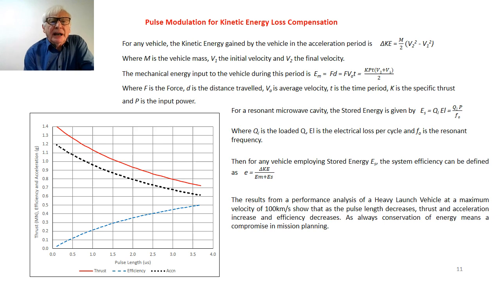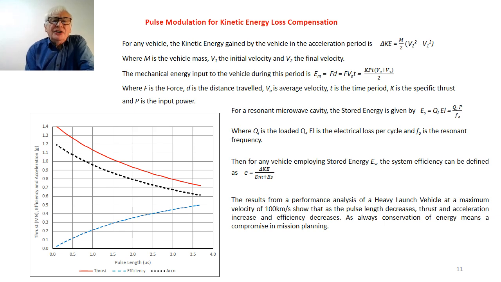So if we look at the kinetic energy gained by any vehicle in an acceleration period, termed delta KE, you can see that it is equal to the mass of the vehicle divided by 2, times the increase in the square of the velocity. That's v2 squared, which is the terminal velocity squared, minus v1 squared, which is the initial velocity squared, over this time period.